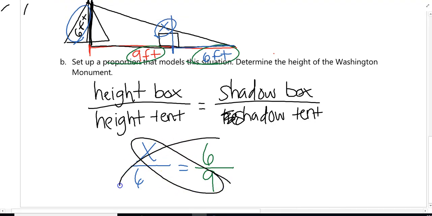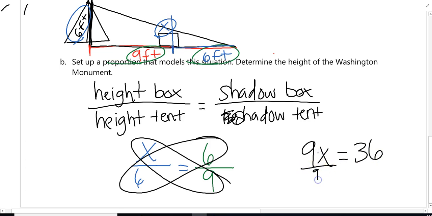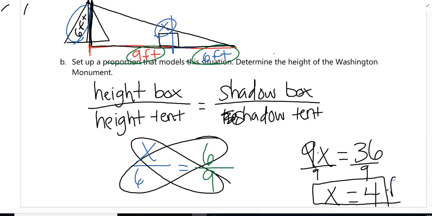So there we go ahead and cross multiply. 9 times x is going to give me 9x. Cross multiply 6 times 6, that's 36. Opposite of multiplying by 9 is dividing by 9. And x, therefore, is going to equal 4. So the height of my box is actually 4 feet.